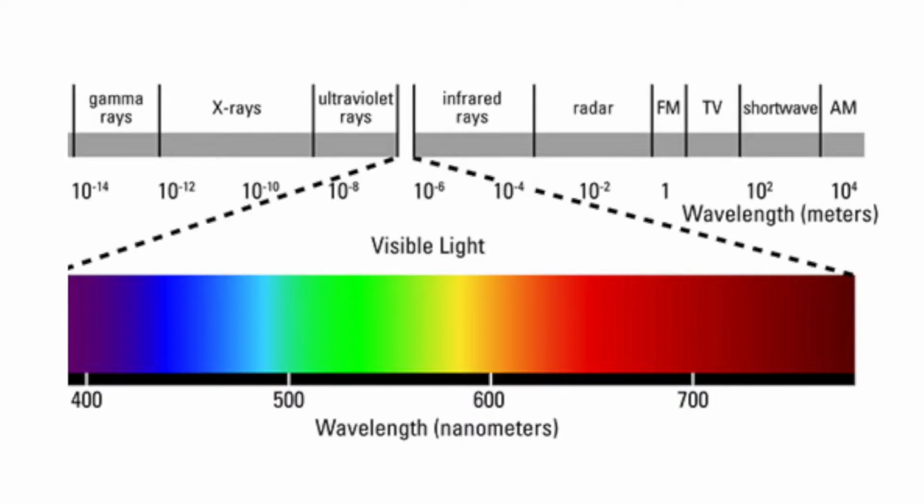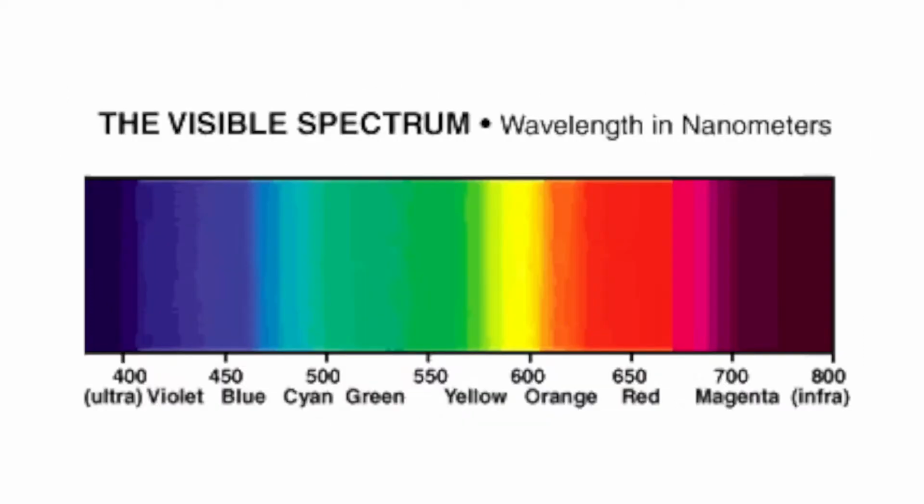Lights and colors that can be detected by the human eye are on the same spectrum as gamma rays, X-rays, ultraviolet rays, infrared rays, radar, FM, TV, shortwave, and AM signals. The reason why we see different colors is because the light falls between the threshold of wavelengths that can be registered by the human eye. These wavelengths are measured in units of nanometers.